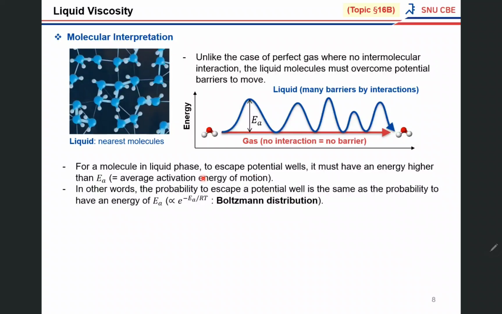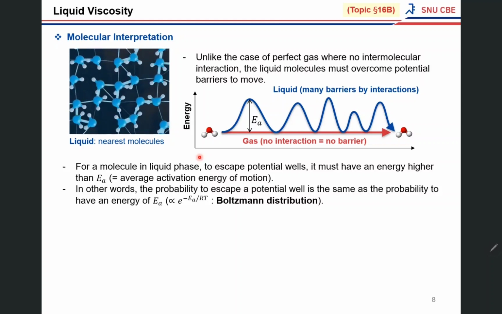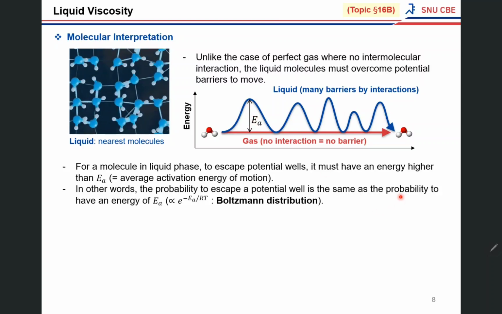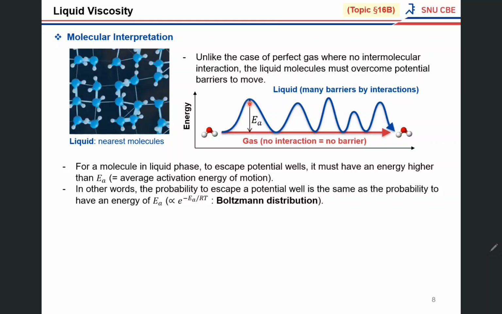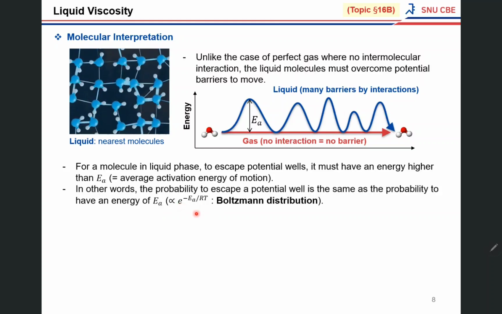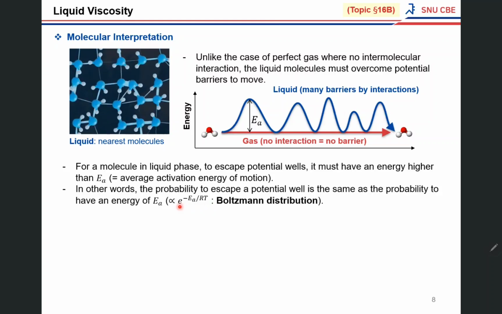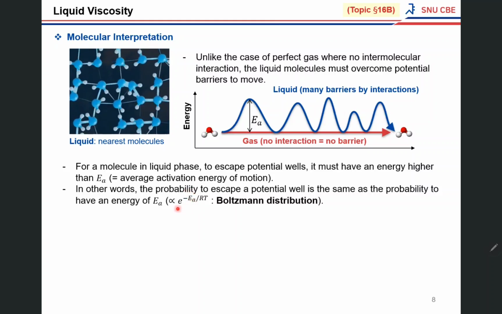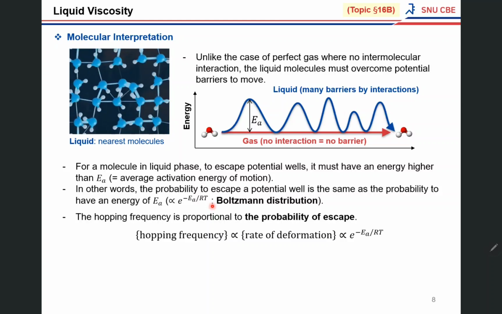For the liquid phase, the molecules still follow classical mechanics. So the probability to escape this potential wall is the same as the probability to have energy higher than this activation energy, which is the energetic barrier for movement. And this may follow the Boltzmann distribution. So this is the probability for a molecule to have energy higher than or equal to this energy barrier. So basically it follows Boltzmann thermodynamics.